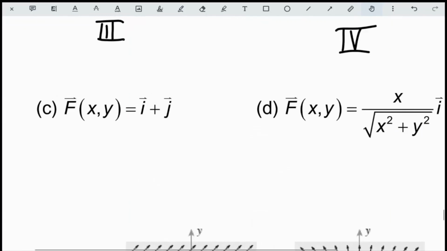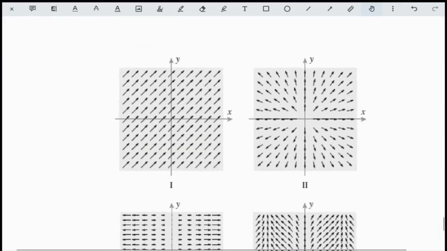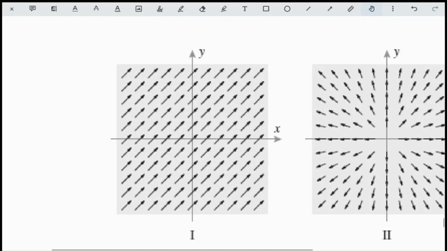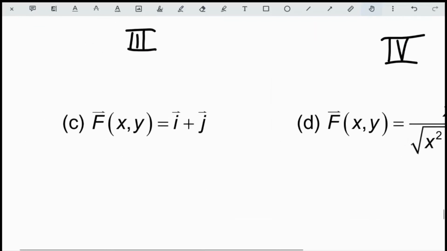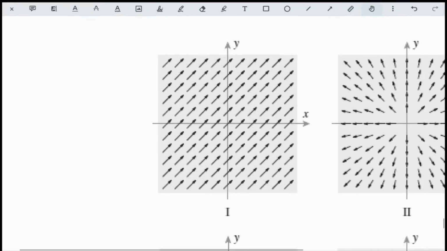So this one for C, we have i plus j. Okay, so we're always going to have +1 in the i direction, +1 in the j direction. That's probably the easiest one here. It's pretty clear that that's vector field number 1. They always have components of 1 by 1. Okay, so this is going to be vector field number 1. And I know I've used this one now.